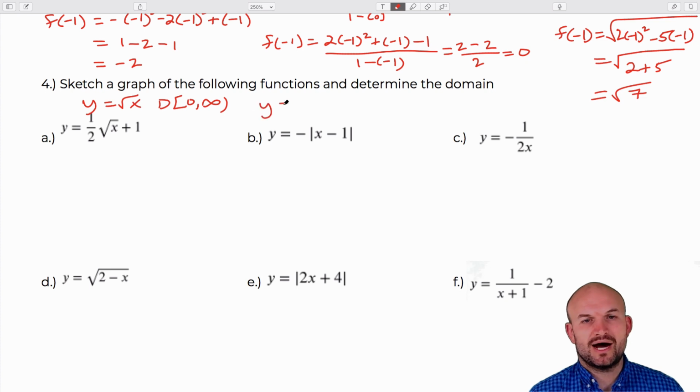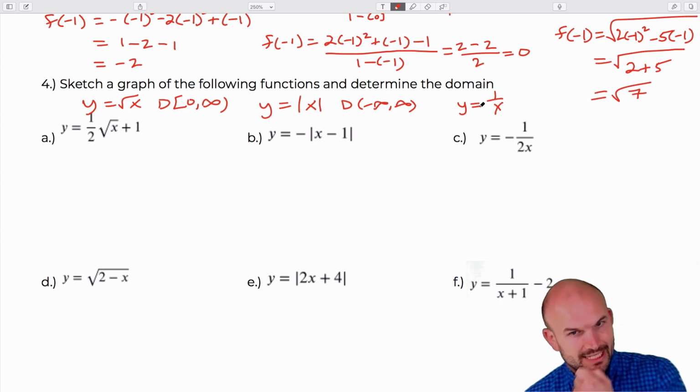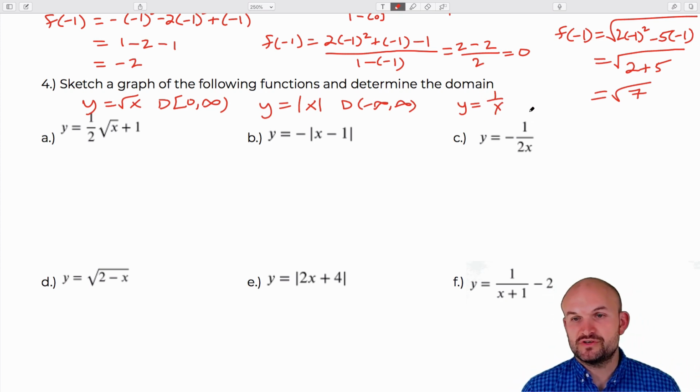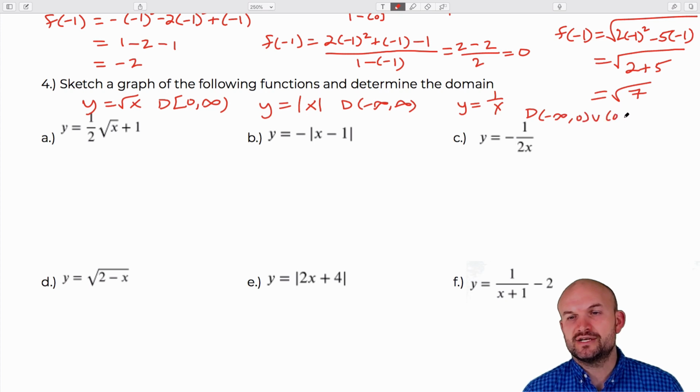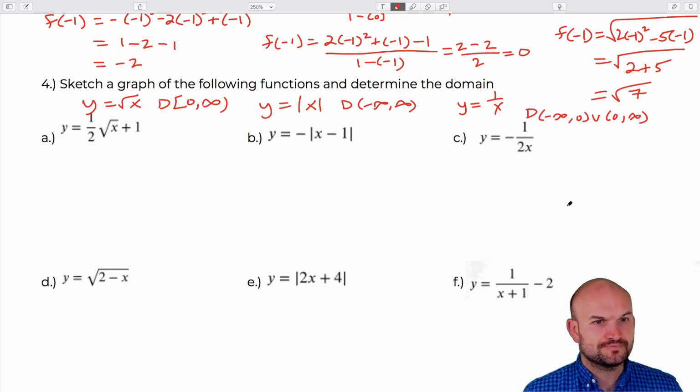Okay, for the equation y equals absolute value of x, the domain is all real numbers. And then for the function y equals 1 over x, what I'm doing is I'm doing the parent functions for each of these. The domain is going to be from negative infinity to 0, union 0 to infinity. Also, just a nice fancy way of saying all real numbers except for 0.